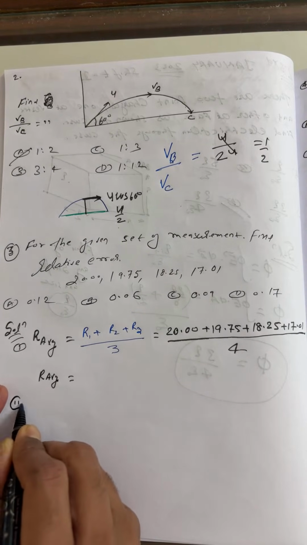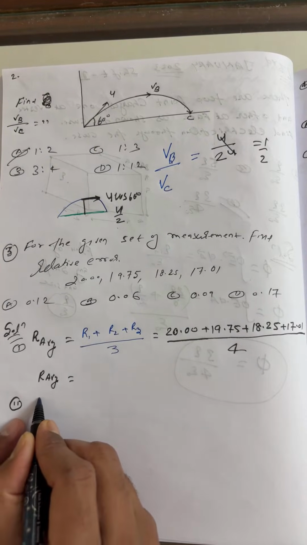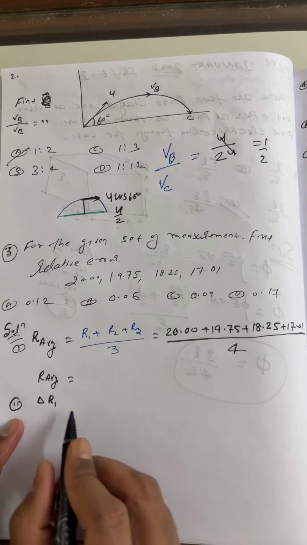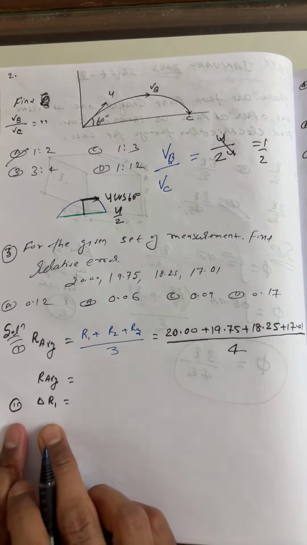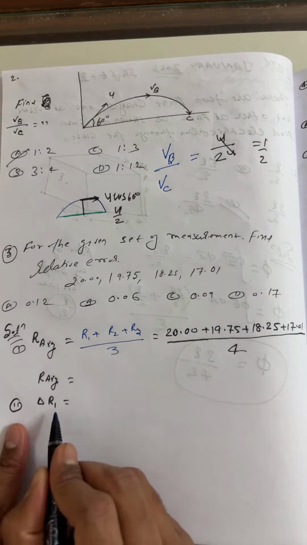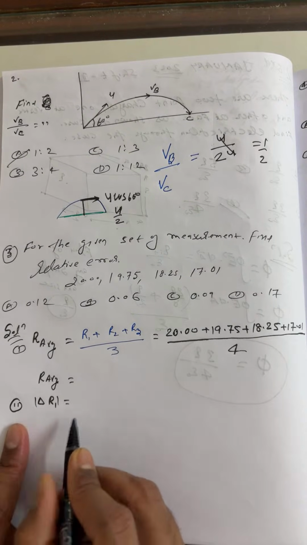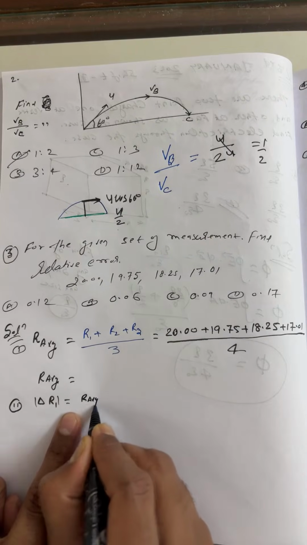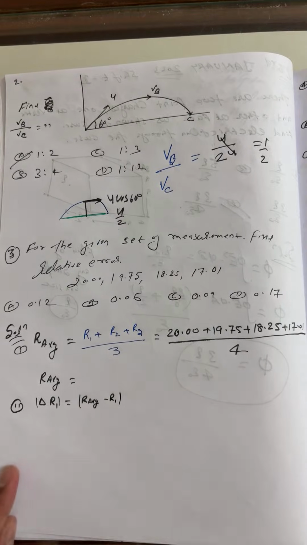Now students, you can find the individual absolute error for all of them. Here you can write this is delta R1. Here we are looking only at the magnitude, so we calculate only the magnitude. So delta R1 is nothing but R average minus R1.